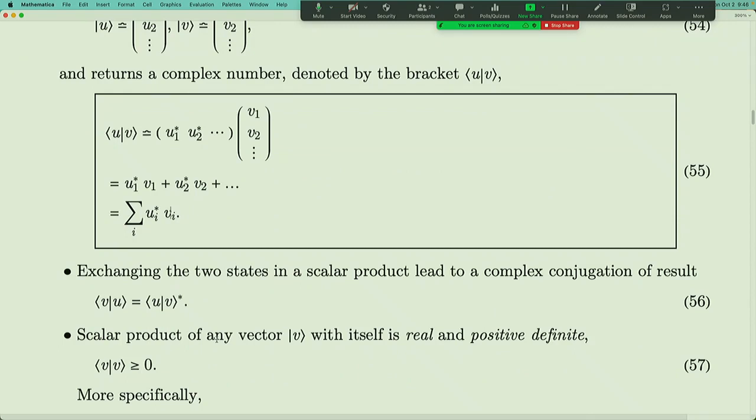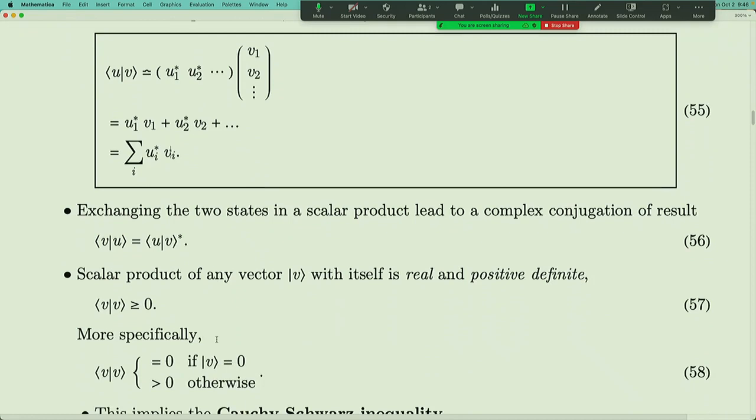As you can see, if you have two vectors, the result of the scalar product is a number, right? Because Ui star and Vi are both numbers, multiplied together still a number, and summing over these complex numbers is still a complex number. So the scalar product has some very interesting properties which you can verify by yourself as an exercise. Not homework, you don't need to submit.